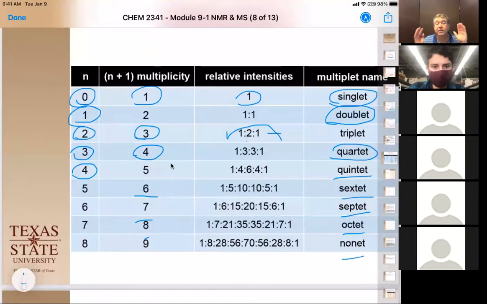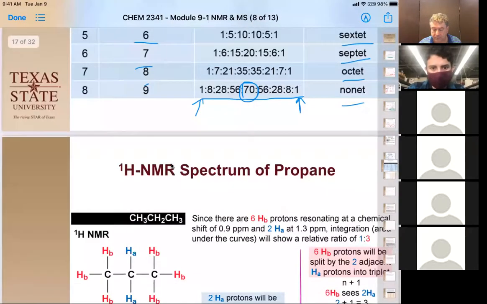Now look at the relative intensities here. By the time you get to something like a nonet, you have a relative intensity in the middle of 70, and these outside peaks have a relative intensity of 1. So they're going to be really, really small, and you're going to have this really cool pyramid-looking shape. Let's take a look at what that looks like.